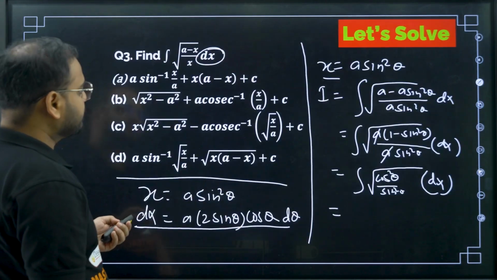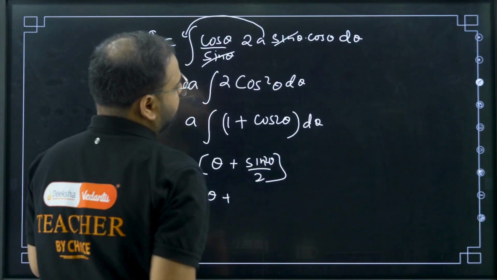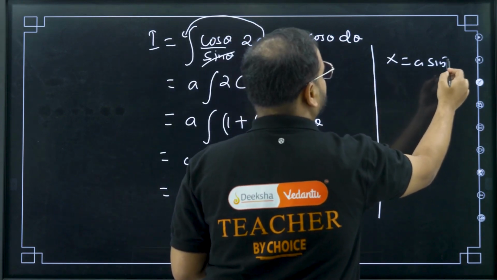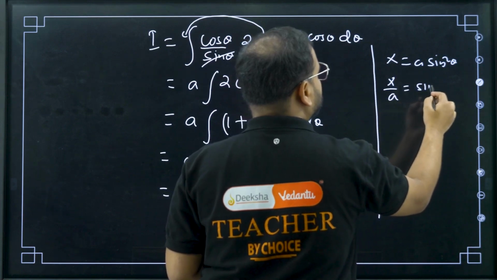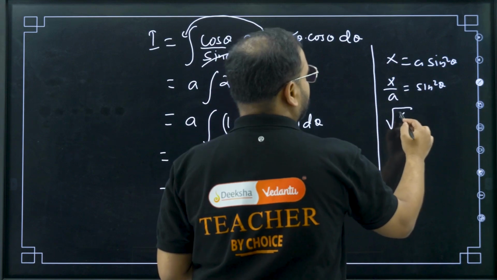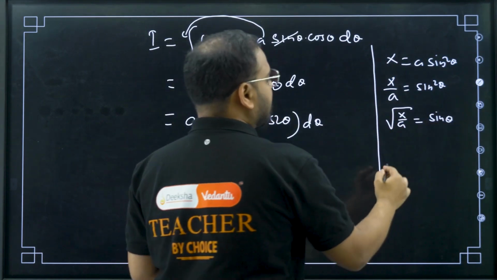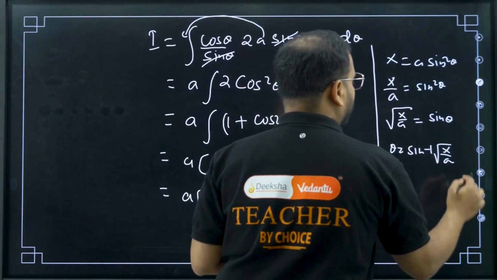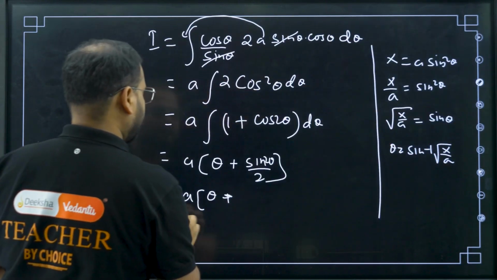Okay, I can write the values over here. What's my theta value? Please check. I can get this theta value from the assumption over here. I got x equals a sin square theta, no? So I can write this as x by a equals sin square theta, or not? Yes or no? I can write this as root of x by a equals sin theta, or not? Yes. So I can write this theta as sin inverse of root of x by a. Okay. Now please have a look.